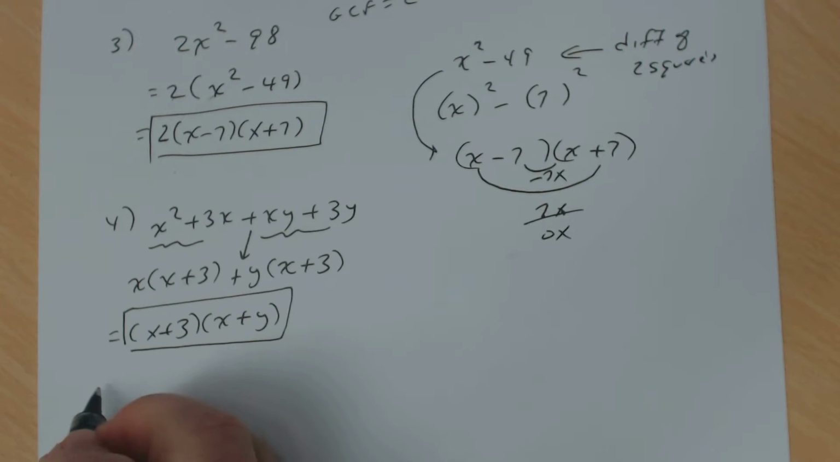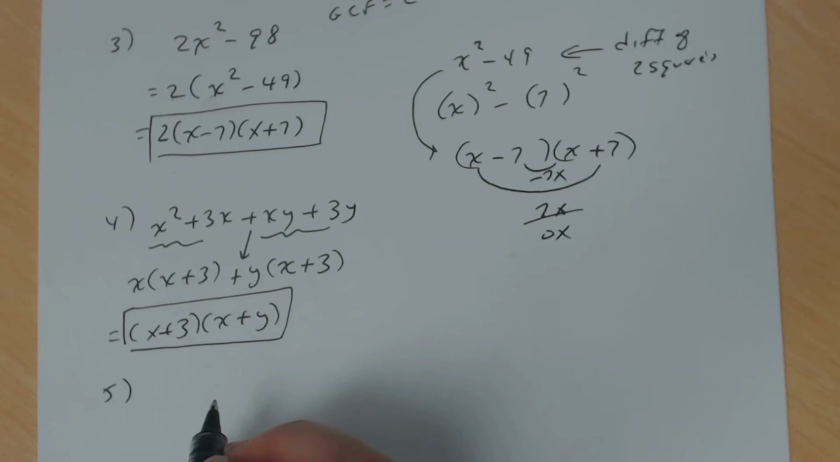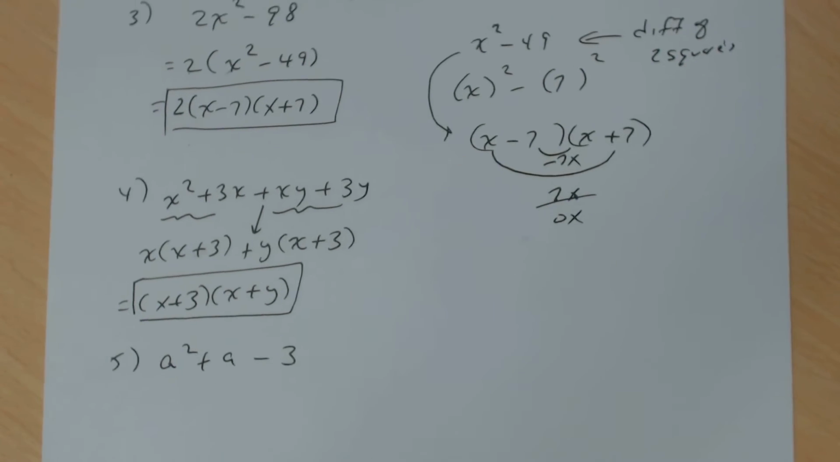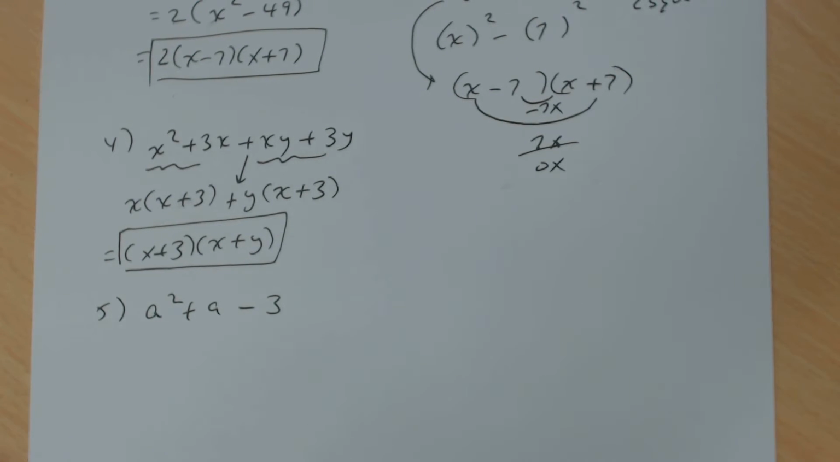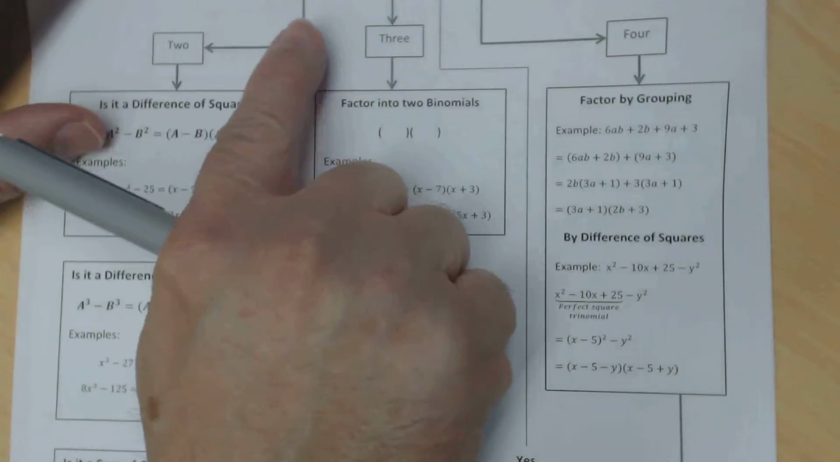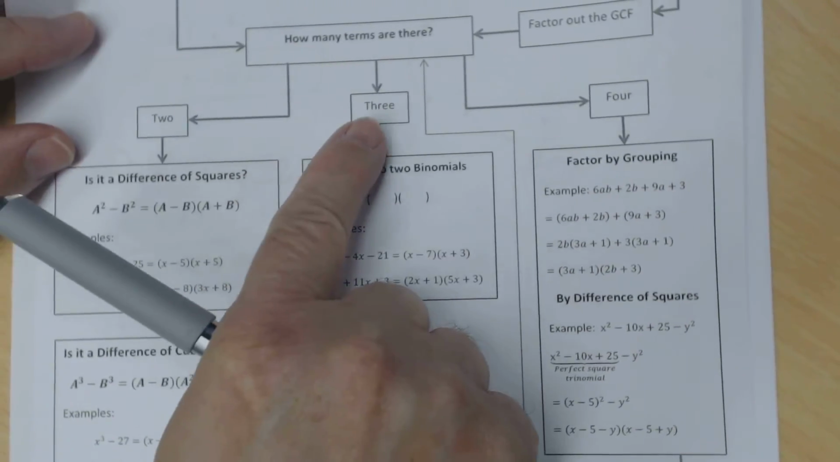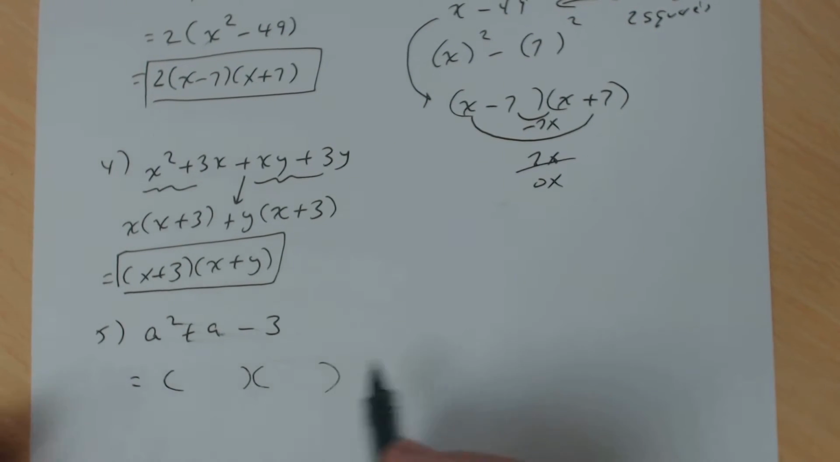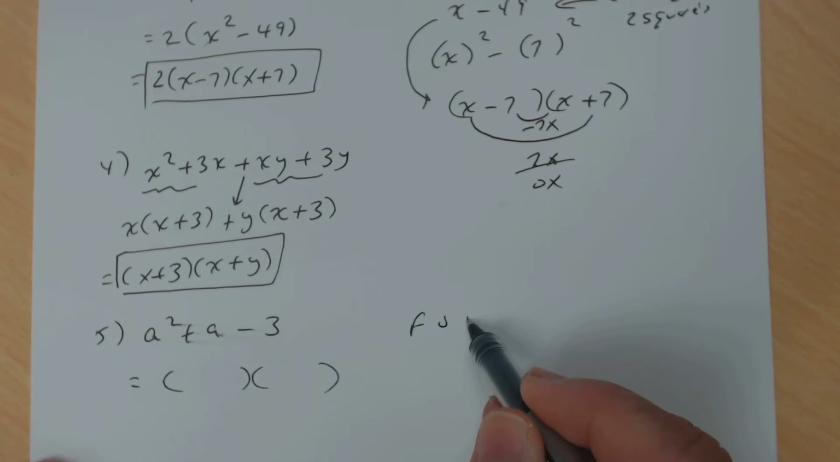All right, number 5, you have a squared plus a minus 3. So again, you go through your flow chart. The GCF, always look at GCF. GCF is 1. So we ask ourselves, okay, how many terms are there? There are 3. So go to 2 binomials, and we factor this using FOIL.